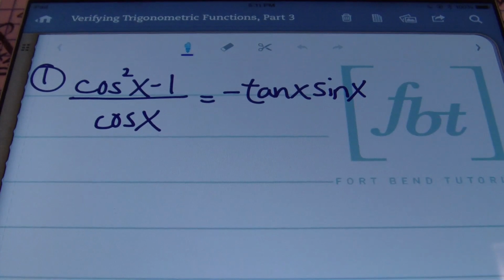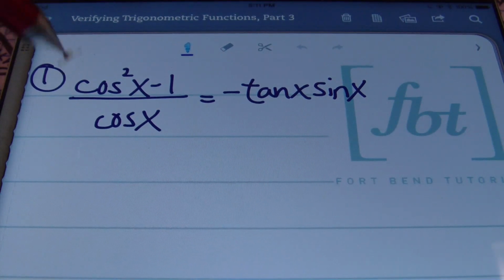Here we have cosine squared x minus 1 divided by cosine x equals negative tan x times sine x. The first thing I want to do when tackling verifying trigonometric functions is to either change everything into cosine or sine functions, or identify a trigonometric property that will allow me to break the problem down into what I want, which is the right side.